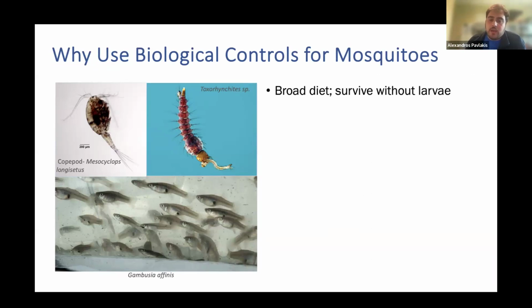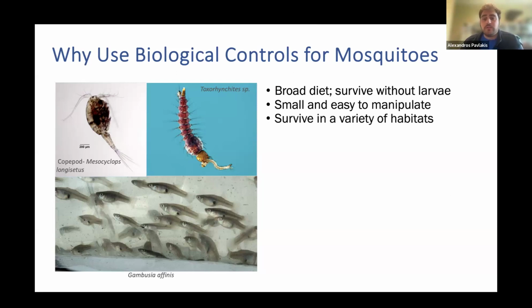Well, first, they have a broad diet and they can survive without the larva present. So they can stay in these habitats that we treat for long periods of time, even without mosquitoes present. They're also small and easy to manipulate. They can survive in a variety of different habitats, and they can tolerate wide temperature ranges. So they can overwinter or be there for long periods of time, and control mosquitoes over these wide temperature ranges.